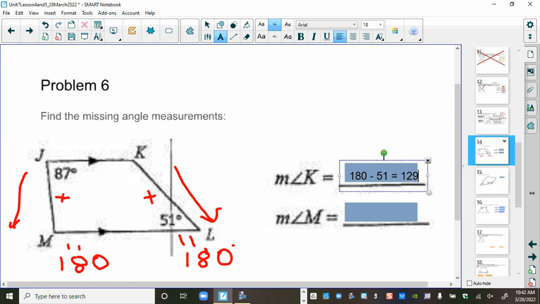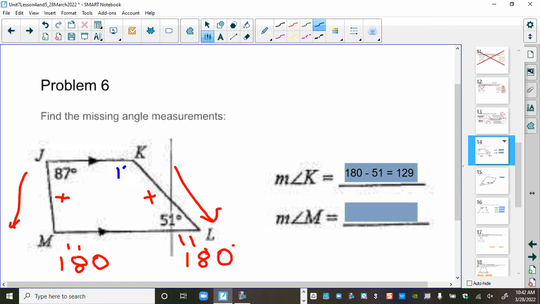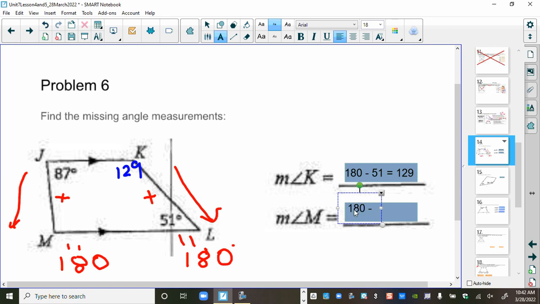$129. So angle K is 129. And then similarly, if I want to get angle M, what do I do? 180 minus what number? Is it going to be 51, 129, or 87? And then we should get 93. So angle M, 93.